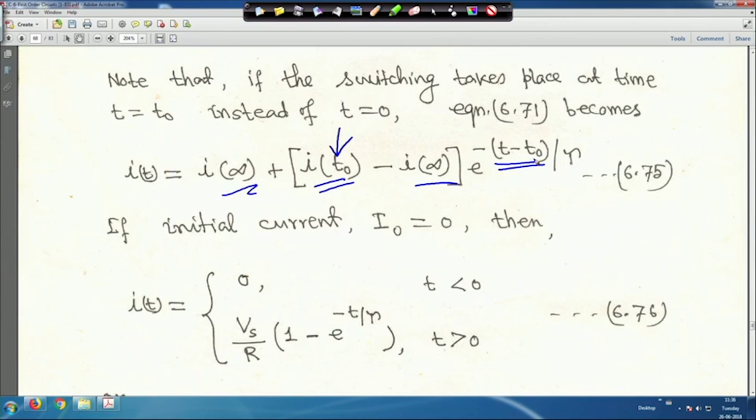So, suppose if the initial current I0 is 0, then we can write I(t) is equal to 0 for t less than 0, and I(t) is equal to Vs upon R (1 minus e to the power minus t by tau) for t greater than 0, if we assume the initial current I0 is equal to 0. This is equation 76, right.